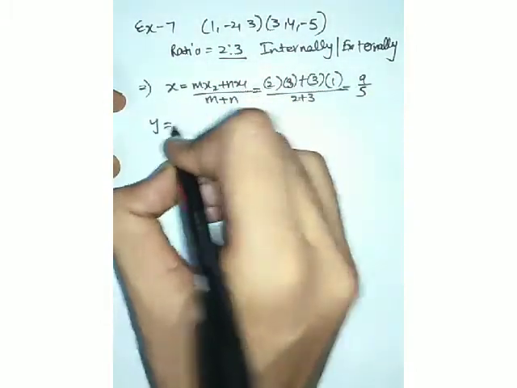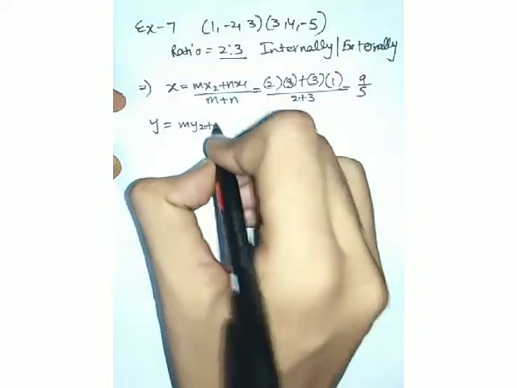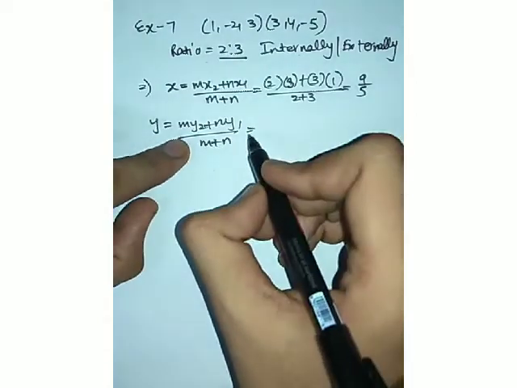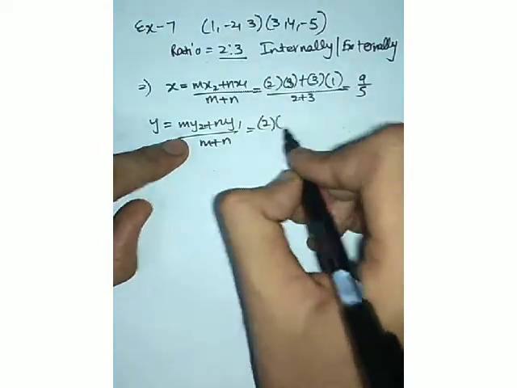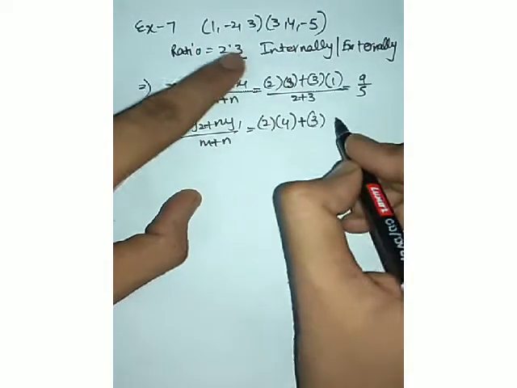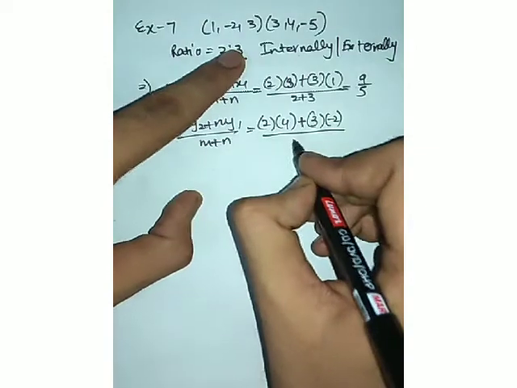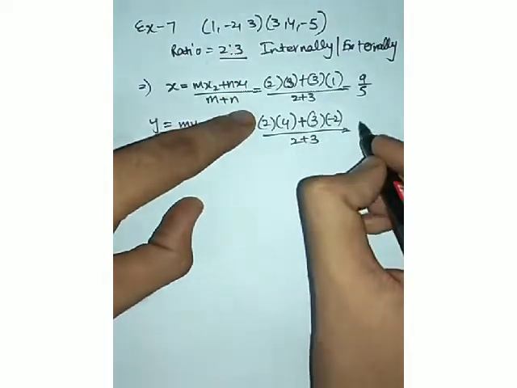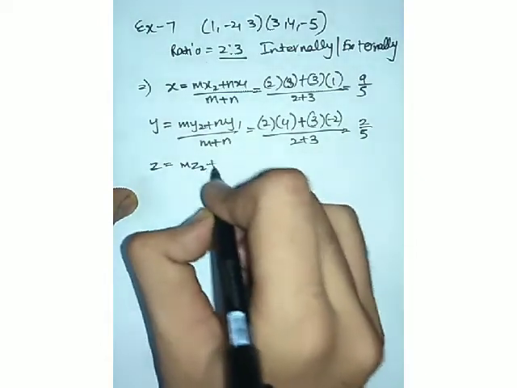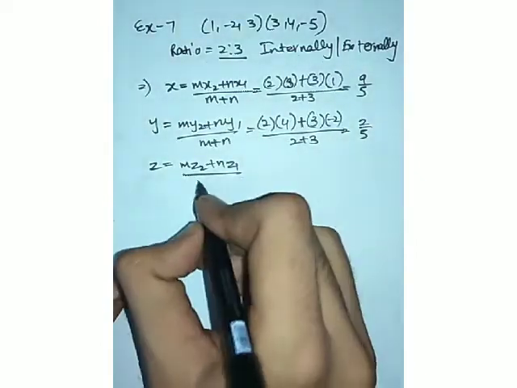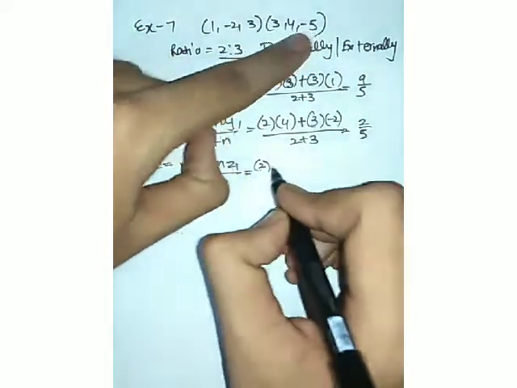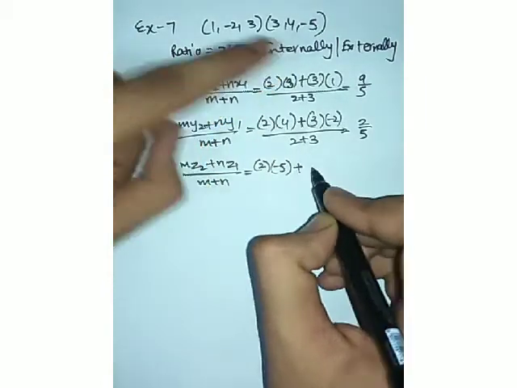So similarly we can do for the y, (my2 + ny1) upon (m + n), right? So what's m again? 2. What is y2? That is 4. Then plus what is n? 3. Then what is y1? Minus 2 upon 2 plus 3. So 2 4s are 8 minus 6, that is 2 upon 5. We can do for z, (mz2 + nz1) divided by (m + n). So what is m? That is 2. What is z2? That is minus 5. Then plus what is n?